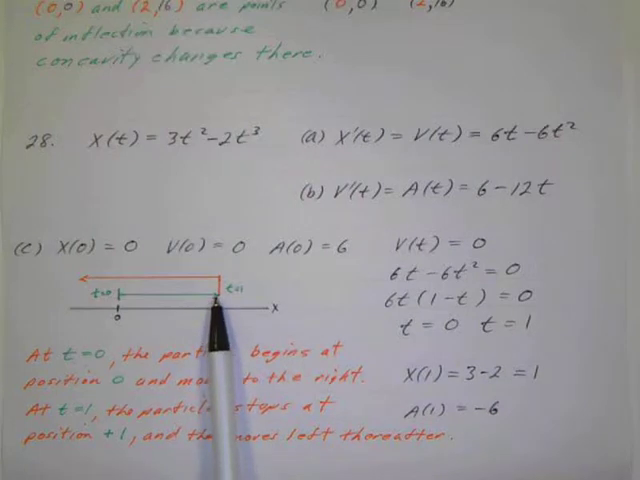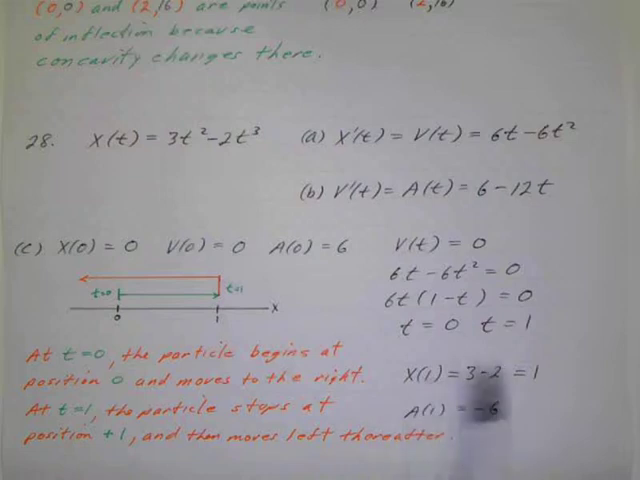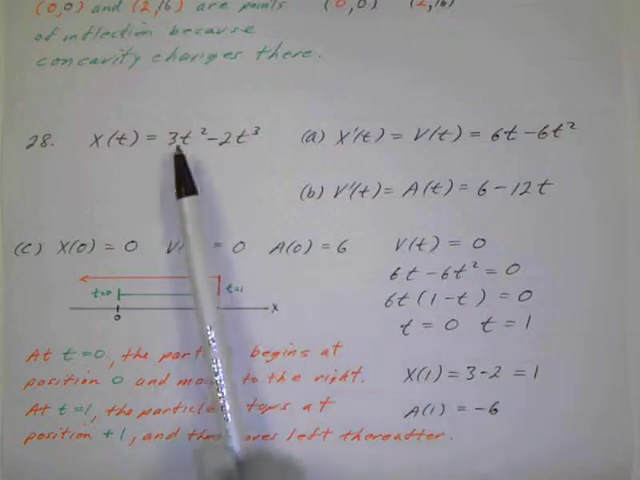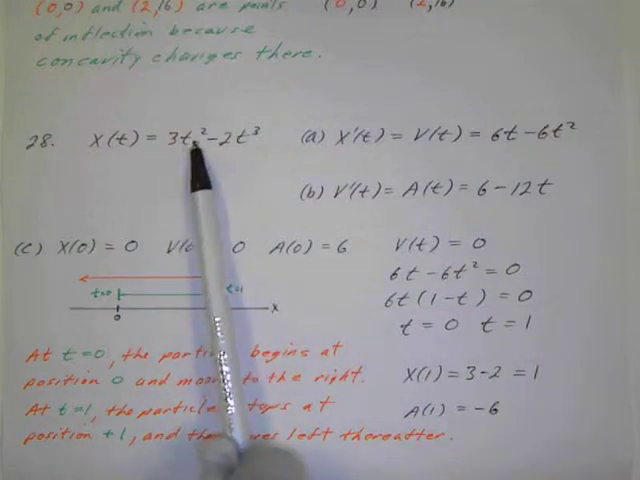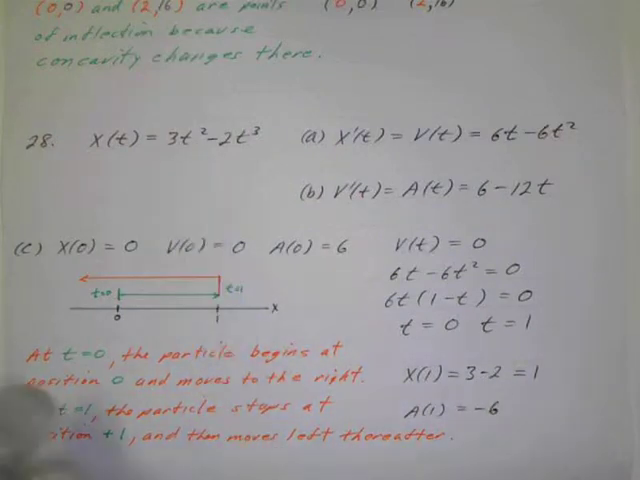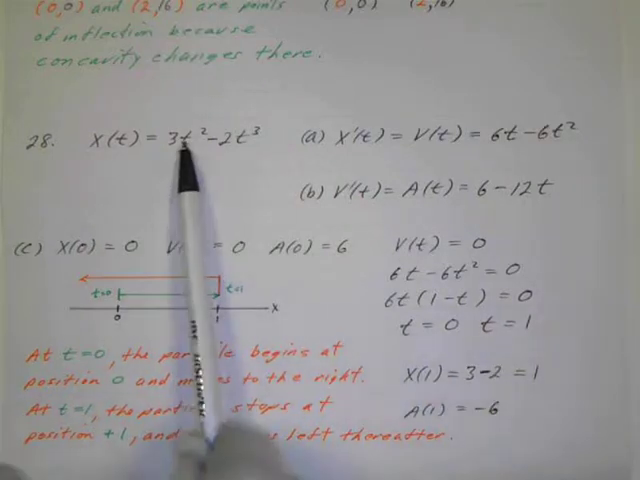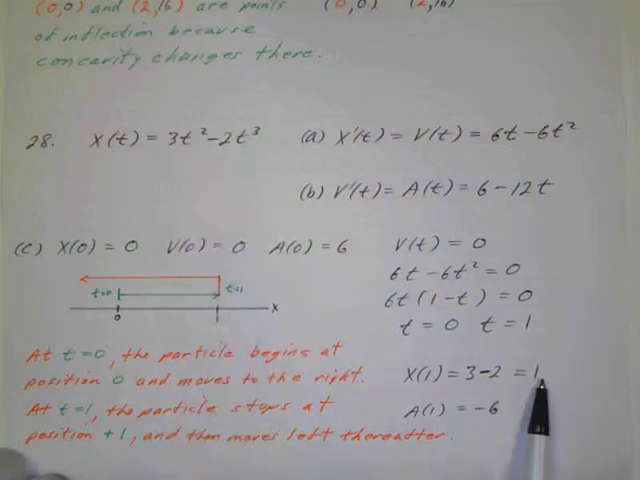And at t equals 1, what's going to happen? I put 1 in for my position to find out where I'm at when t equals 1, because that's when I stop. I put this into the original function, and then I have 3 times 1 squared minus 2 times 1 cubed, so 3 minus 2, which is 1. So my position is 1.